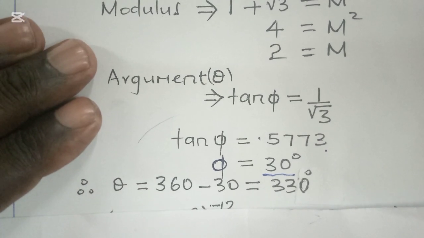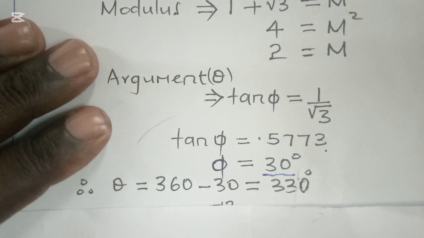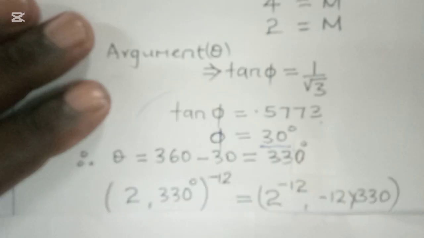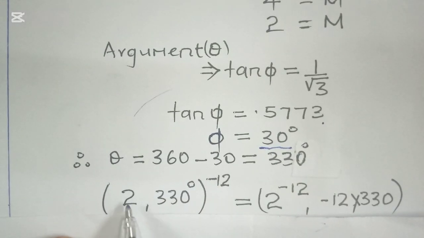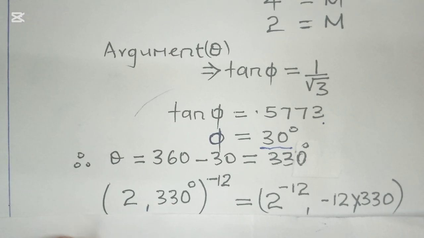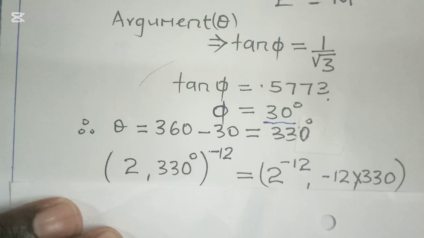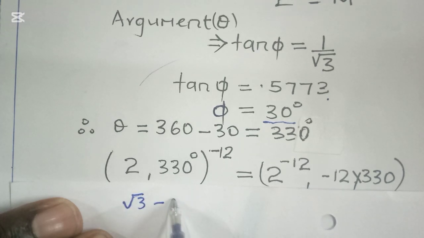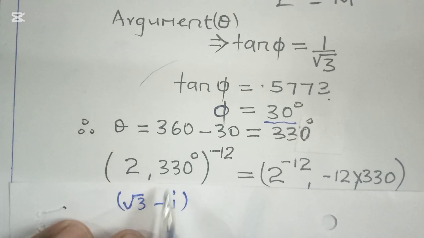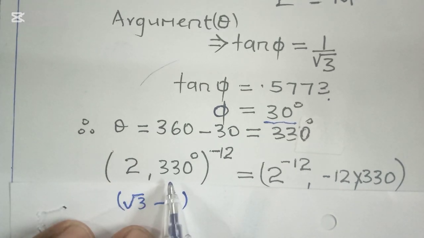Now we have the modulus, and we also have the argument. And so we write it in polar form. We shall write it as 2 times the polar form of square root of 3 minus j. This is in the form of polar form.